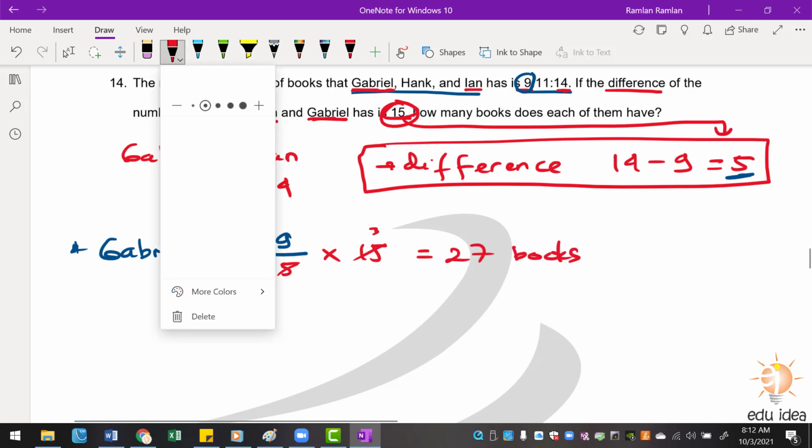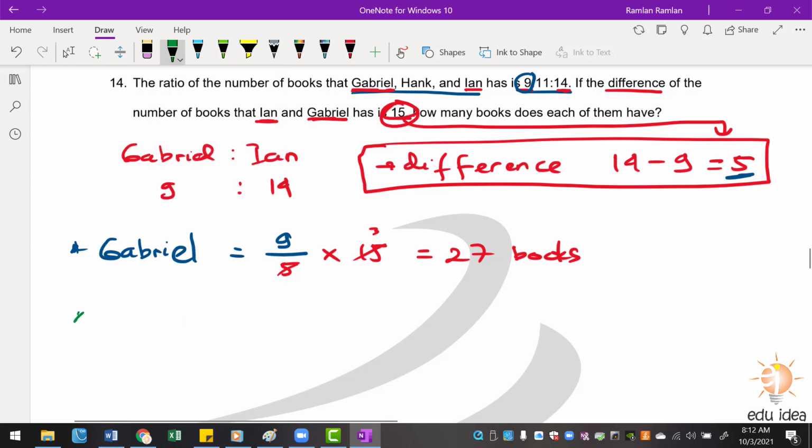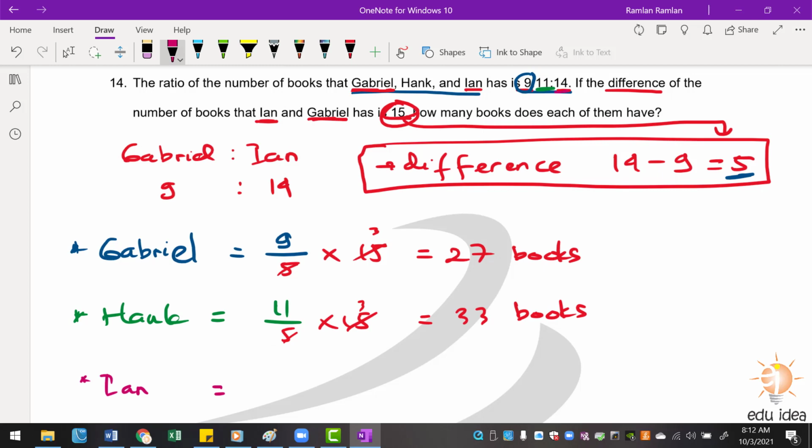The same thing with Hank. Hank is represented by 11, right? So it's 11 over 5 times 15. Cancel this again, you get 3, and then it equals 33 books. And the last one is Ian. Ian is represented by 14, right? That will be 14 over 5 multiplied by 15. You can cancel this. You get 3. And that will be equal to 42 books.